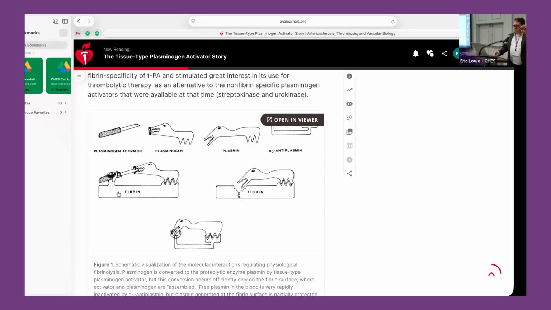So when they both land on fibrin, which is what the clot's made out of, remember these fibers from your shirt, they're up and down fibers and then cross-linked with factor 13.